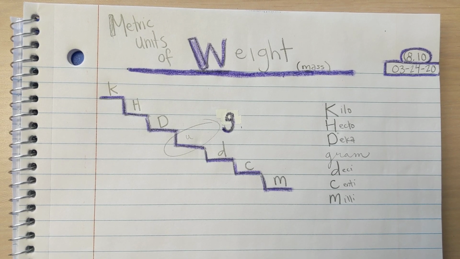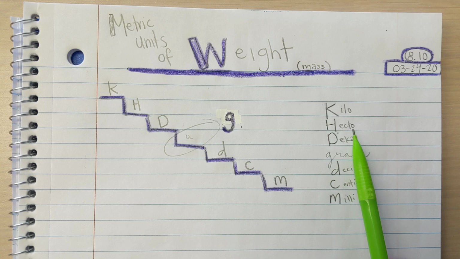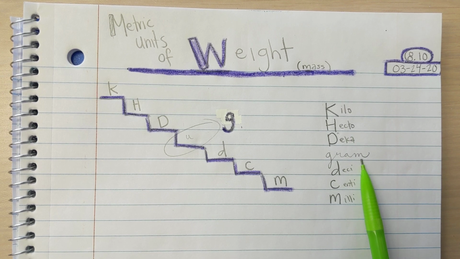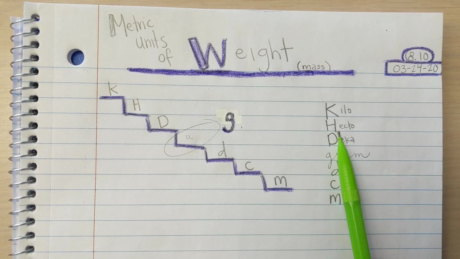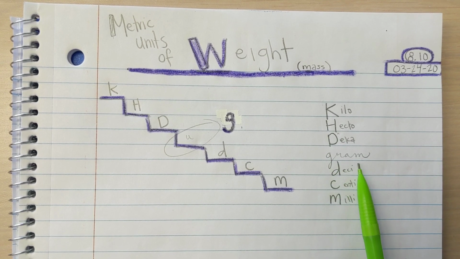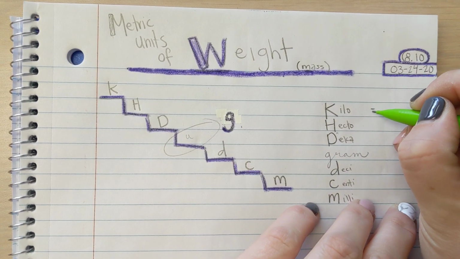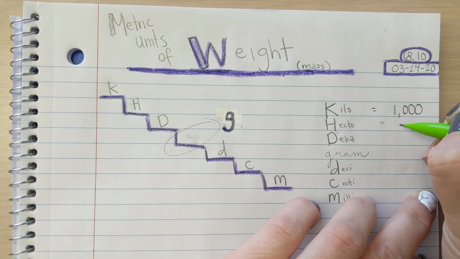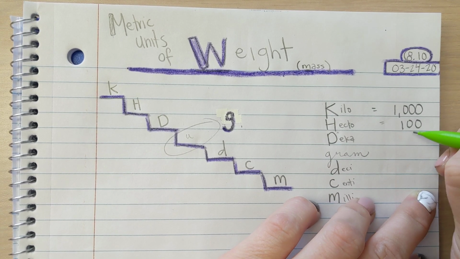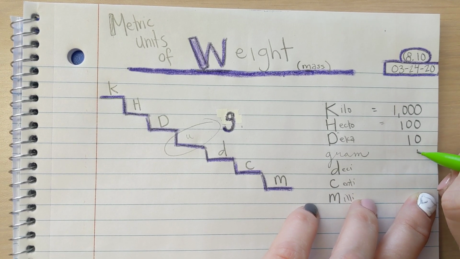Try saying that with me this time. Really, I want people in your house to hear you. Kilo, hecto, decagram, deci, centi, milli. King Henry doesn't usually drink chocolate milk. Okay? Remember that kilo stands for 1,000. Hecto stands for 100. Deca stands for 10. Gram, or the unit, always stands for 1.